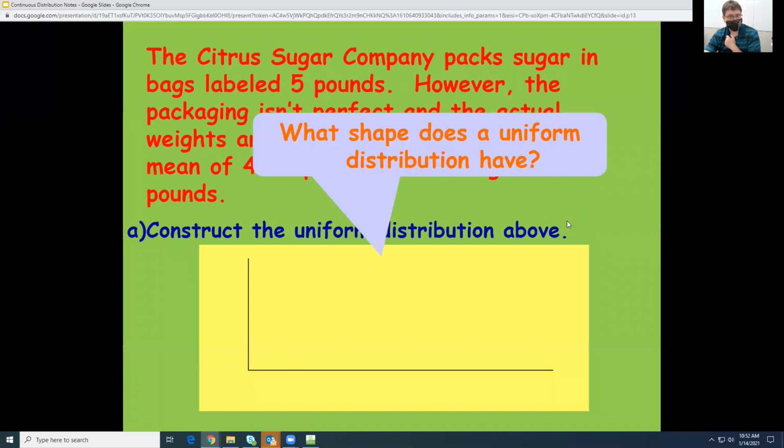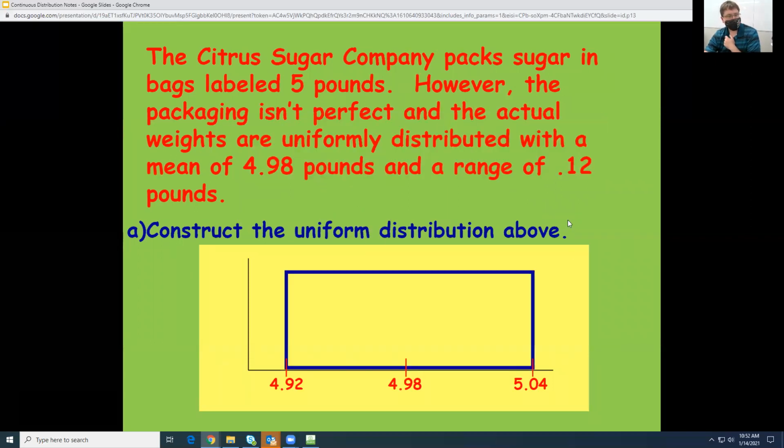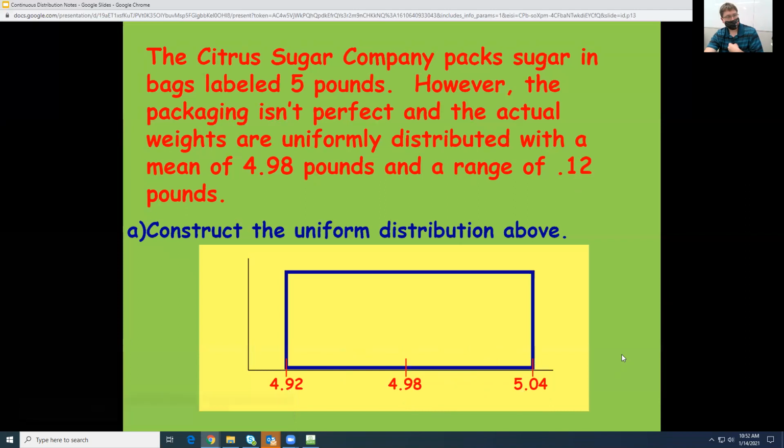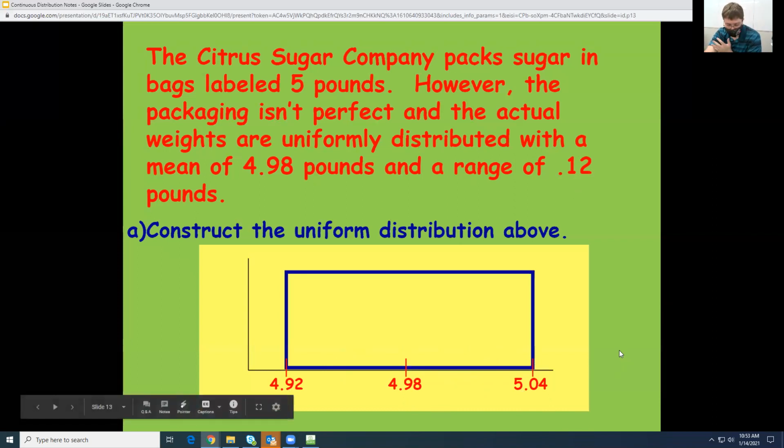All right, so I know it's going to be a rectangle. There it is. 4.98 is the middle because that's my average. And then between the upper and lower ranges, between A and B, needs to be 0.12. So if I cut that in half to figure out how far to the left and how far to the right I need to go, that's going to be 0.06. So if I take away 0.06 from here, I get 4.92. If I add 0.06 to this side, I get 5.04. Does that make sense? So I start in the middle, and I know that in between the ends has to be 0.12. So there's 0.06 on one side, 0.06 on the other side. It helps to draw these so that you can do the following questions.